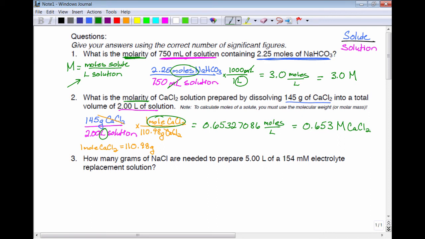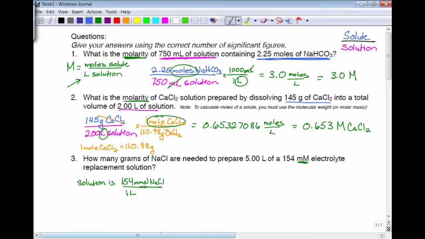In the third problem, it's asking me how many grams of sodium chloride I will need to prepare 5 liters of a 154 millimolar electrolyte solution. 154 millimolar means that my solution is 154 millimoles per liter. Here, I've read the millimolar unit literally as millimoles per liter of solution. Another way to think of this problem is as a conversion from 5 liters of solution to the number of grams of solute I will need.